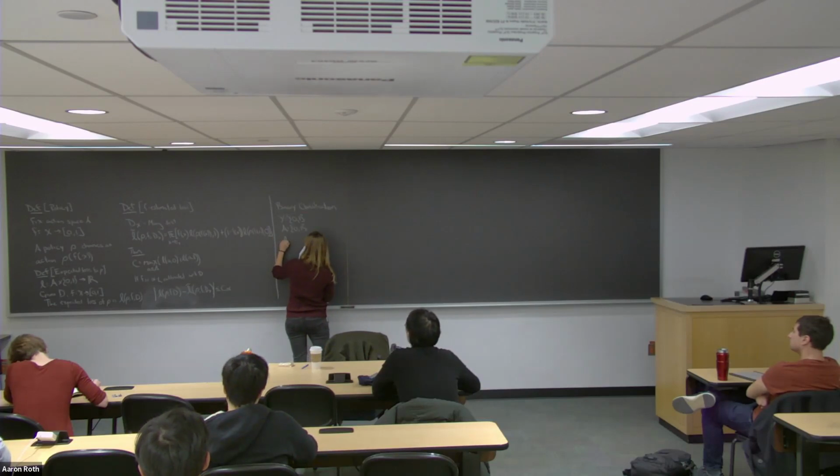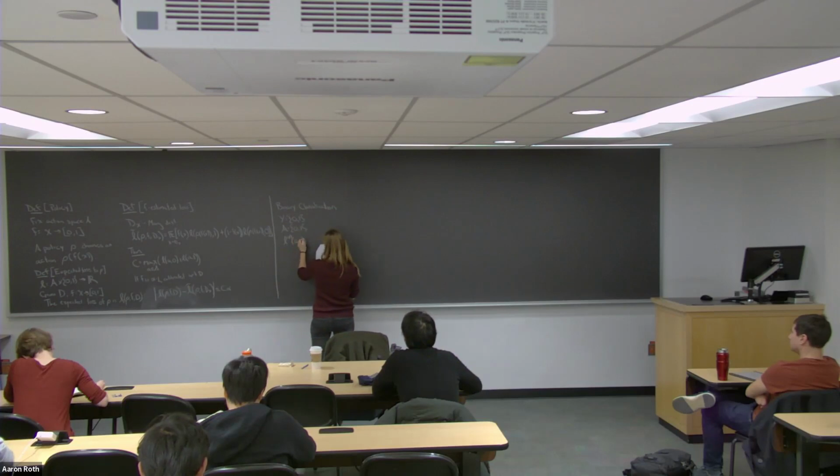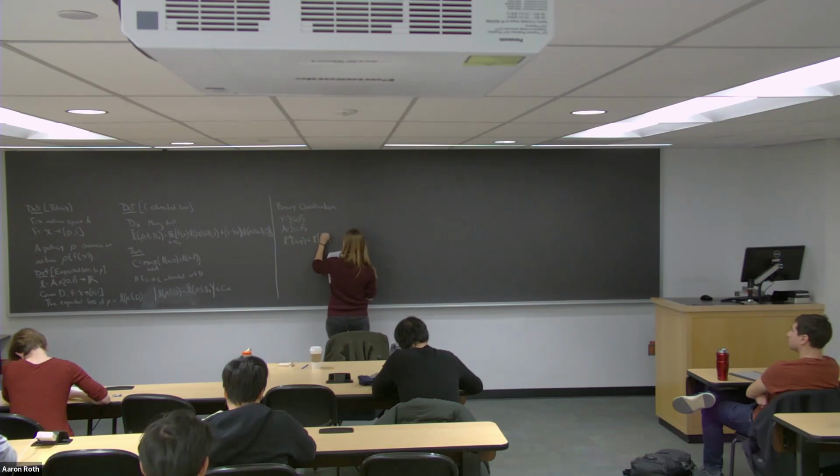Our loss function we'll define as a 0, 1 loss. It's going to be 1 whenever A and Y disagree, and 0 otherwise. So it's the indicator for A not equal to Y.